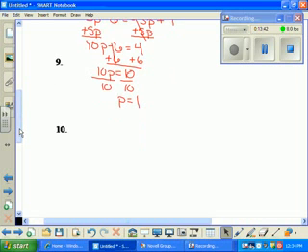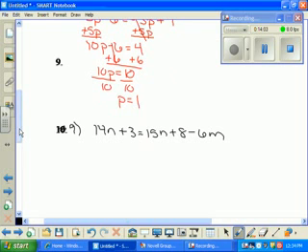Number 9. Tell me what number 9 says. 14n plus 3 equals 15n plus 8 minus 6n. Okay, so now look, we have to combine like terms on each side first. You don't have any like terms you can combine on this side, but on this side you've got 15n and minus 6n. Okay, so you have to combine those before you start.